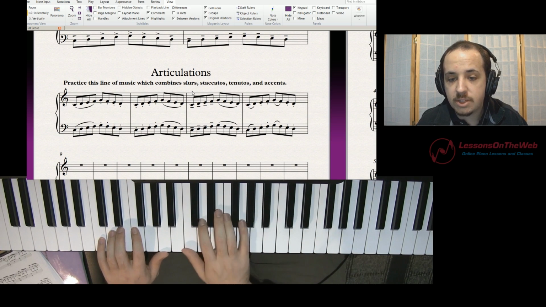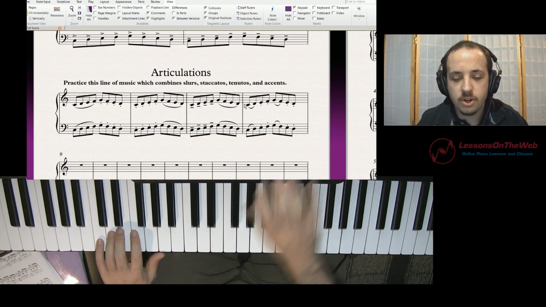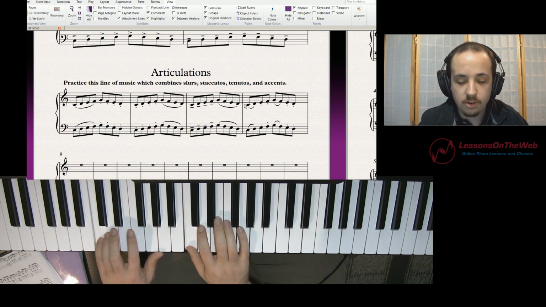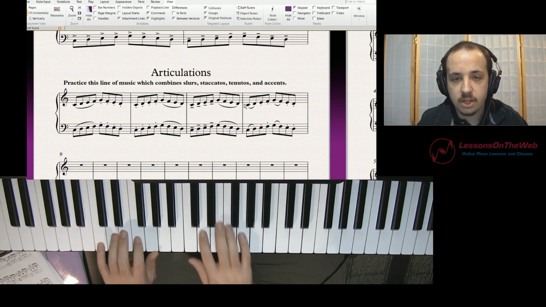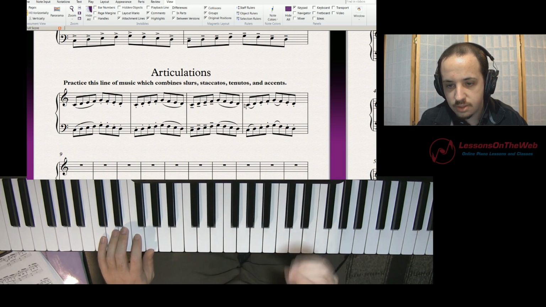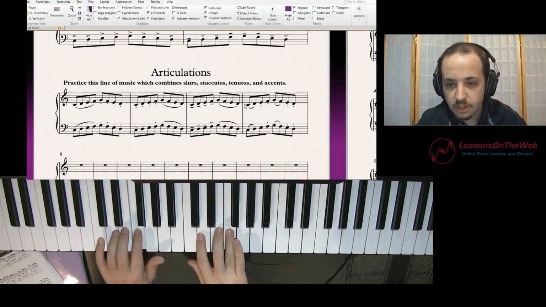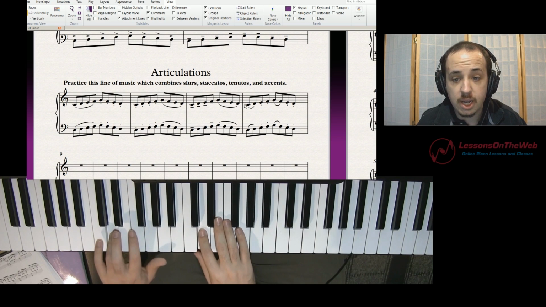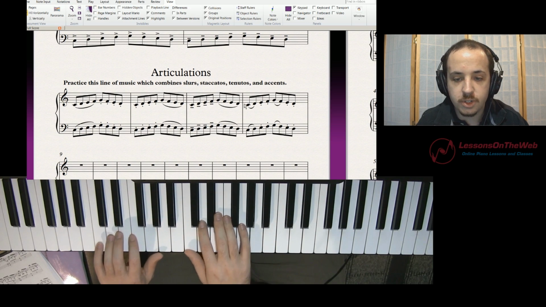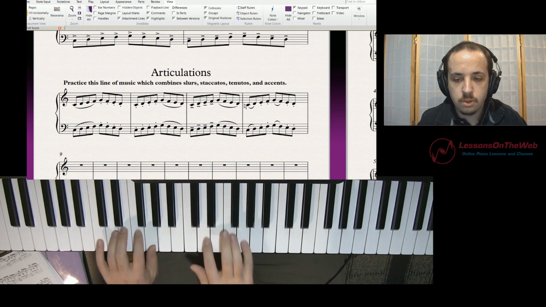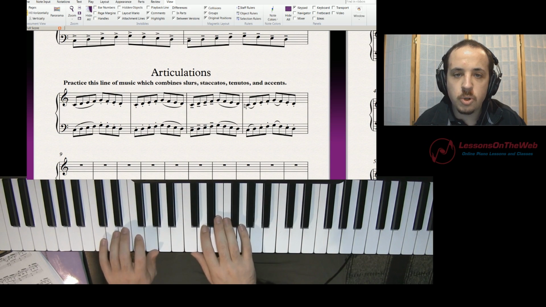And here in the last measure we have legato, staccato, staccato, and then the G and the F are legato as well. And then you have staccato, staccato. So that's a mixture of the two. So you just want to play around with this line of music.